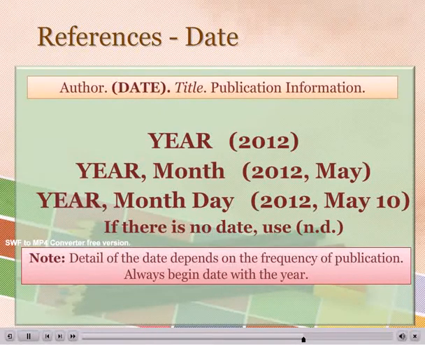If a resource is published monthly or bi-monthly, include both the year and month in the date field. If a resource is published weekly or daily, such as a newspaper, include the year, month, and day. If the month is included, spell that out as a complete word. If you use a resource that does not have a publication date posted, such as on a web page, use the abbreviation for no date, which is N.D.